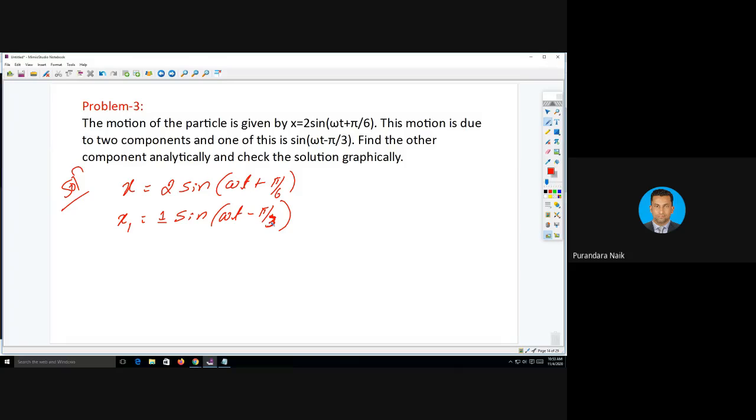x1 is also given in the problem. You can rewrite this equation, x is equal to 2 into sine omega t plus, what is pi by 6 into degrees? I think it is 30 degree, correct? Pi by 2 is 90 degree, pi by 6 is 30 degree, correct? x1 is equal to 1 into sine omega t minus pi by 3, which is 60 degree, right?